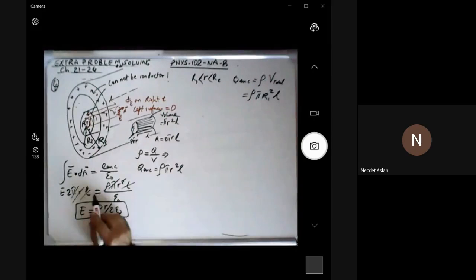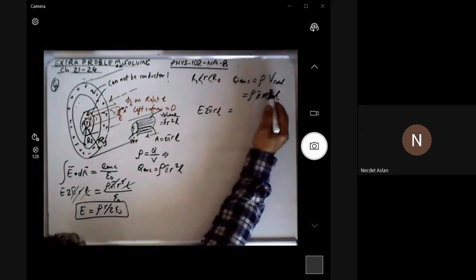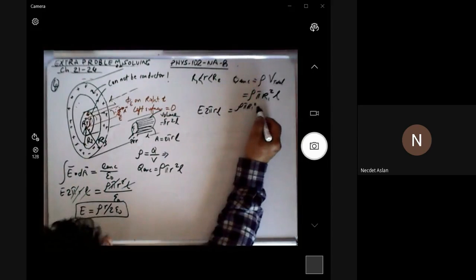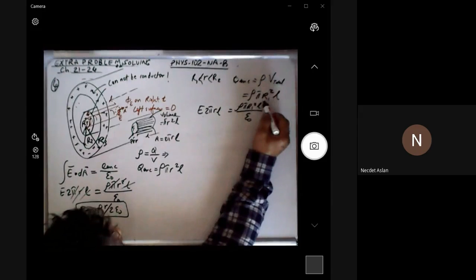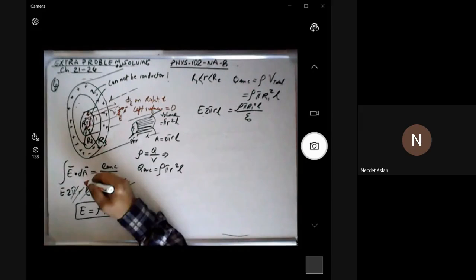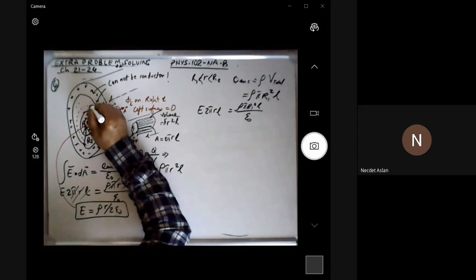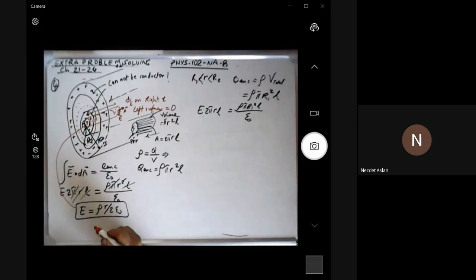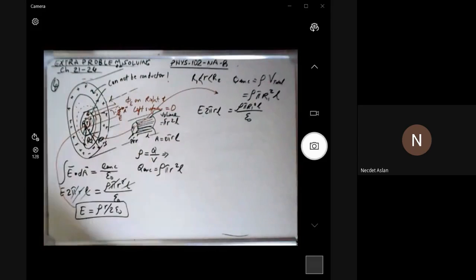Okay, so the left-hand side is always E times 2 pi R L. The right-hand side now is rho times pi R1 squared L divided by epsilon zero. Don't forget, for Q enclosed we have to use R1 squared because now we are enclosing the whole. So this is this Gaussian surface. Now the Gaussian surface we consider is this case. It includes R1, as you see.